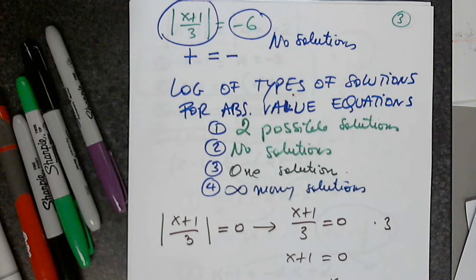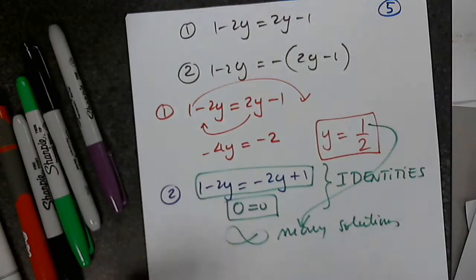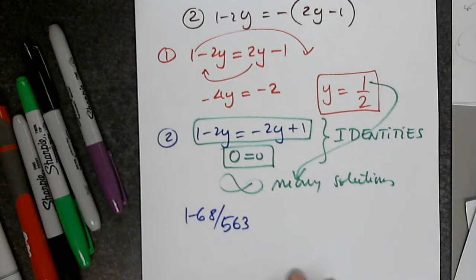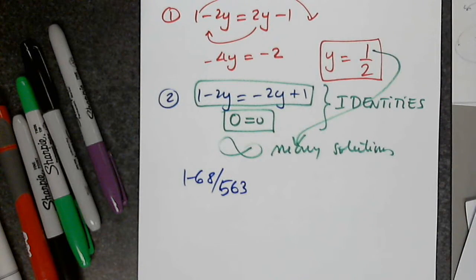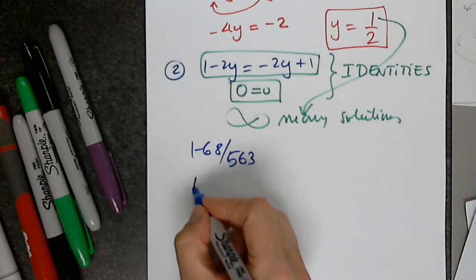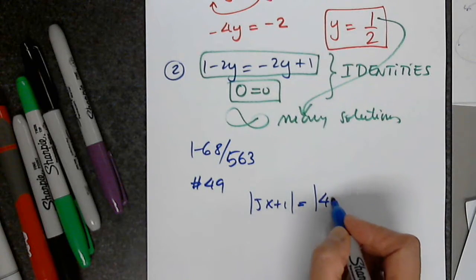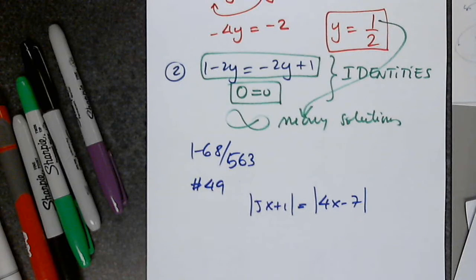Okay? So on page 563, anything you like to work on from 1 through 68. Do I choose? Okay, you trust me then. Let's start with 49. Let's say 5x plus 1 equals the absolute value of 4x minus 7. Let's work on this problem for 1 minute.